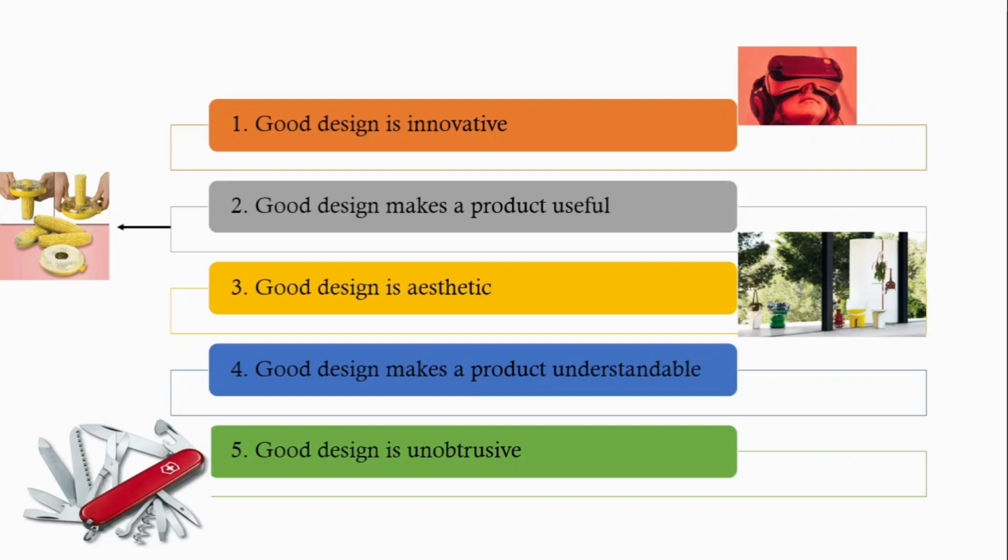Now comes the fifth principle, and it says that good design is unobtrusive. Unobtrusive means when you are using any product's one function, the other function should not interfere. Let's take the example shown here. This is a Swiss knife, and when we are using the scissors, the file cutter should not interfere with the function of the scissors. Let's take another example of a mobile phone. When you are using the mobile phone's camera, the music player should not interfere with the camera. Okay, so that was the fifth principle.